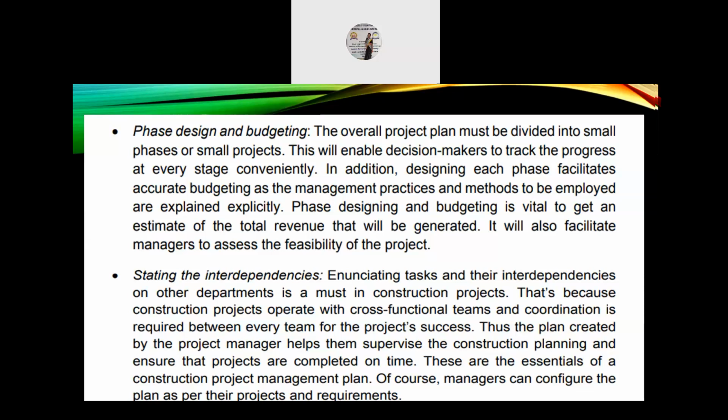Next point is stating the interdependency. So, enunciating tasks and their interdependencies on other departments is a must in construction projects. That's because construction projects operate with cross-functional teams and coordination is required between every team for the project success. Thus, the plan created by the project manager helps them supervise the construction planning and ensure that projects are completed on time. These are the essentials of a construction project management plan. Of course, managers can configure the plan as per the projects and requirements.